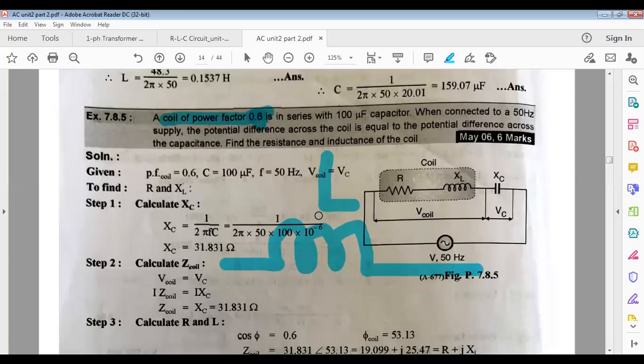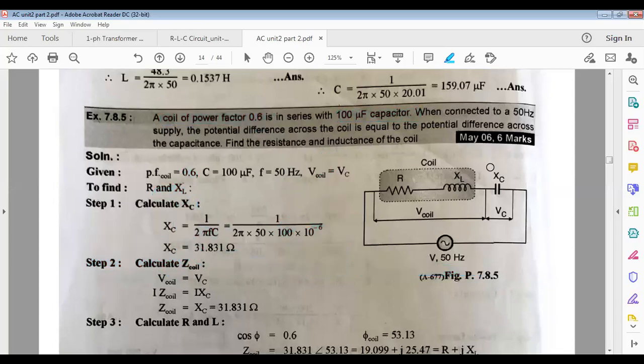अगर purely inductive है तो phi 90 degree रहेगा. So cos of 90 degree is 0. Means power factor 0 रहेगा. Power factor is not 0. Means it's not purely inductive. Some resistance you have to consider. Clear? Okay. So a coil of power factor 0.6 is in series with capacitor 100 microfarad.